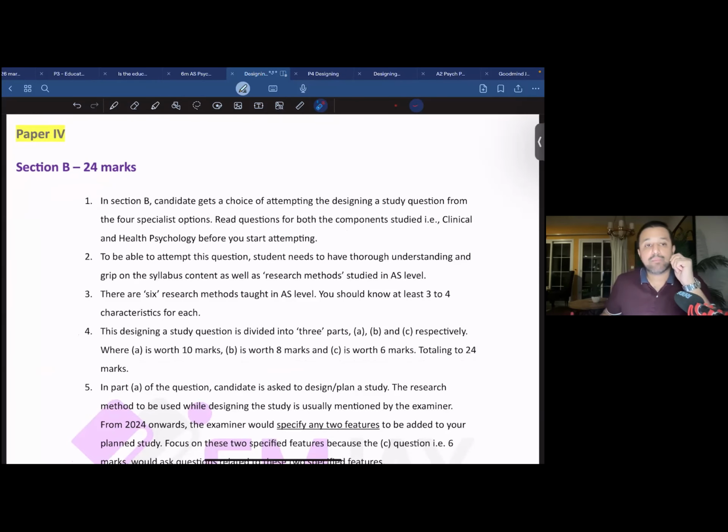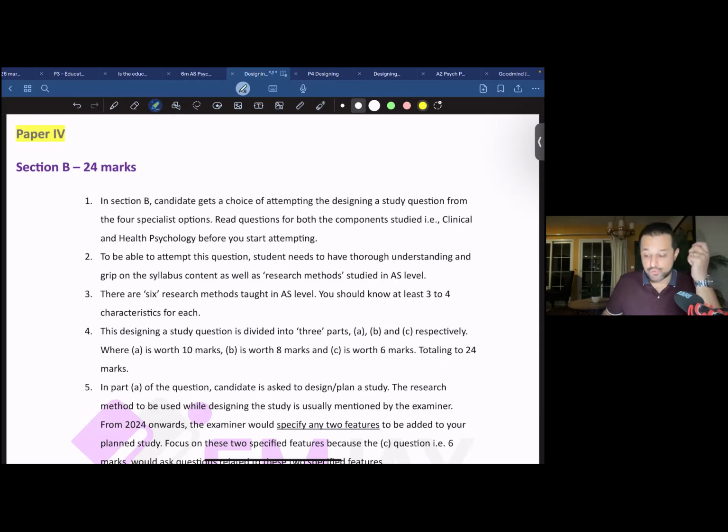Now, when we speak about this question in section B, we get a choice over here. Now, there are 4 different specialist options that we have that are part of the syllabus. We have clinical psychology, we have health psychology, we have organizational psychology, and we have consumer behavior. Now, for this question, you get a choice out of these 4 different specialist option questions. You're expected to attempt any one.